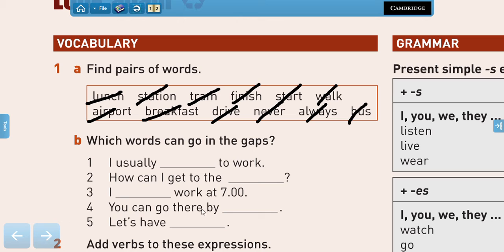You can go there by taxi, by car, by train, by boat, or any other type of means of transport. In this case, we're going to say you can go there by tram or by bus, right? Let's have, and here we include a meal, right? Let's have lunch, let's have breakfast, let's have dinner.